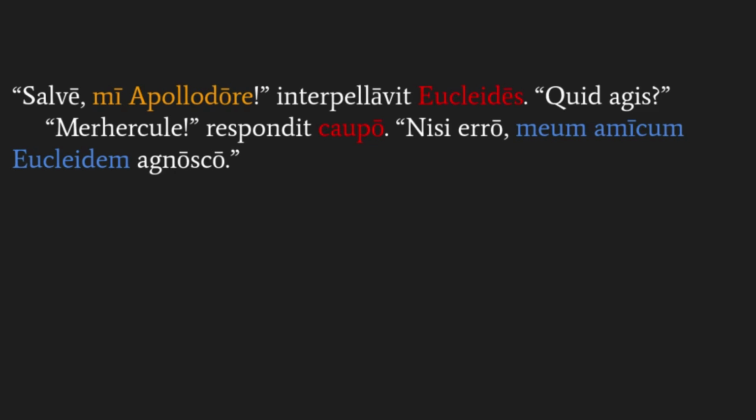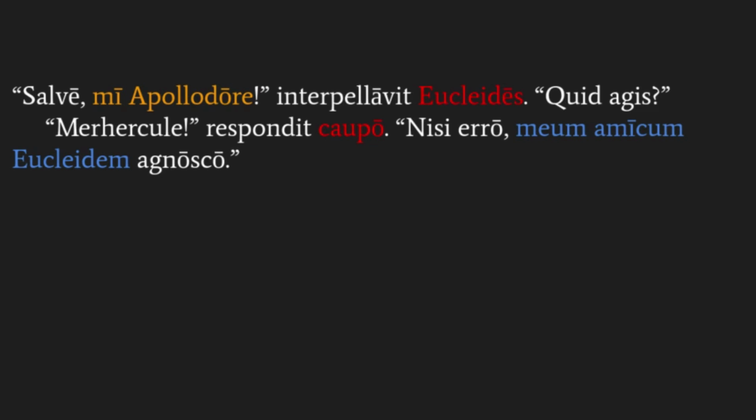So remember, Euclides knows this guy. Remember, he mentioned this in the last chapter, that the caupo, the innkeeper, is a friend of his. His name is Apollodorus, which is a distinctly Greek name. And remember, Euclides referred to him as a vir Graecus, a Greek man in the last chapter. So Euclides interrupted, and he says, hello, my Apollodorus. How's it going? Quid agis? What are you doing, right? How are you? Quid agis?